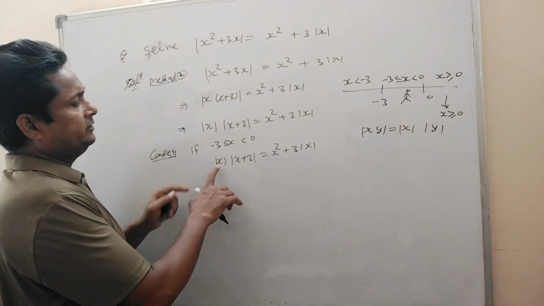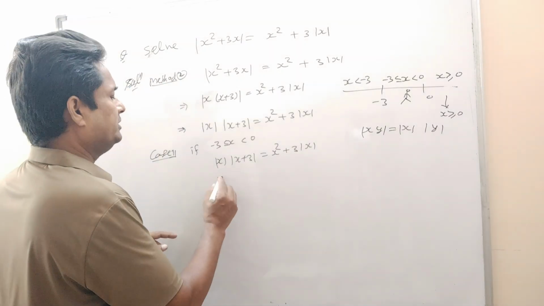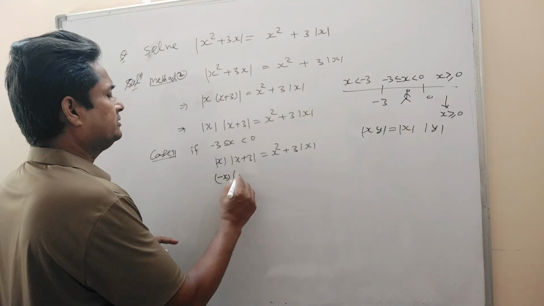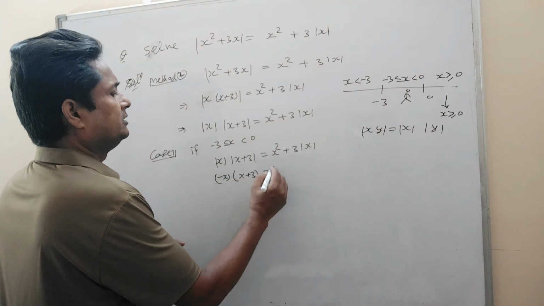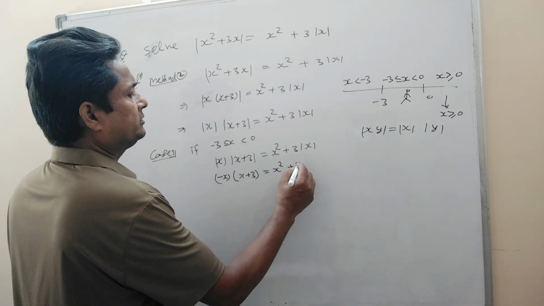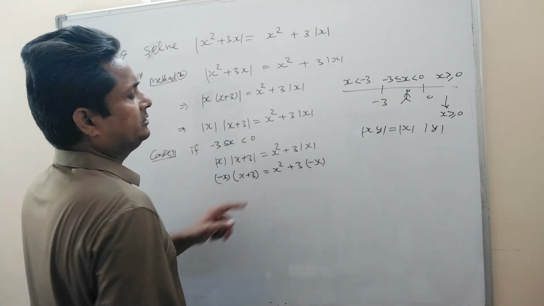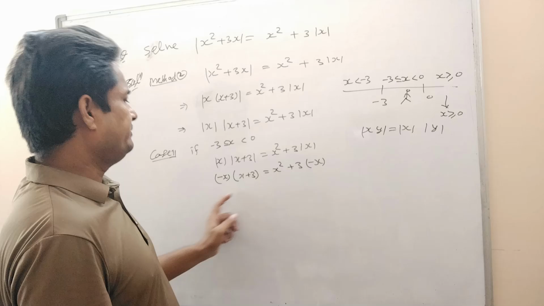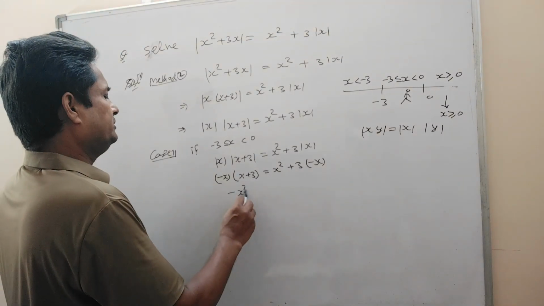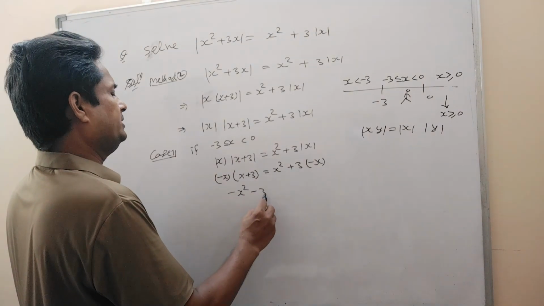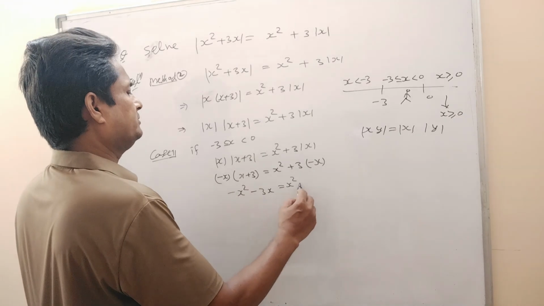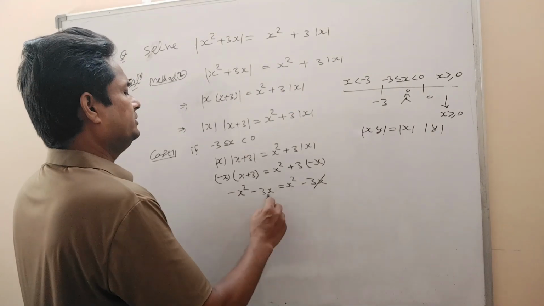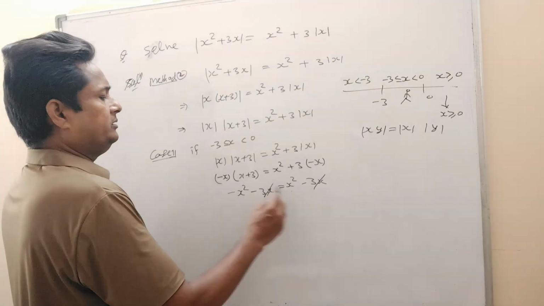So this gives 0 root, so this can be written as minus x, and this can be written as plus x. This can be written as x square plus 3 times, and this can be written as minus of x because we are left of the root 0. Simplify this one. So this is minus x square minus 3x is equal to x square minus 3x. This cancels out. Take this side.